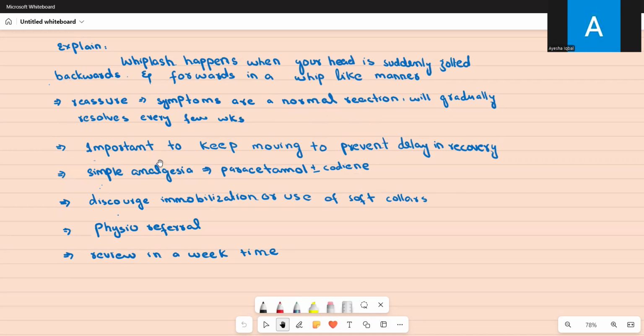You should emphasize to the patient that it's really very important to keep moving. Otherwise, their full recovery will be delayed. So they need to keep moving, and you should discourage bed rest and immobilization. For pain, prescribe simple analgesia like paracetamol. And if the pain is much more severe, then you can also prescribe paracetamol with codeine. Discourage immobilization, discourage the use of soft collars. You can also refer to the physiotherapist for some gentle exercises and review in a week's time.